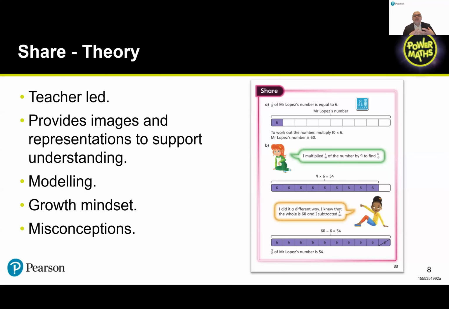And finally, the Share also has misconceptions. We've tried to pull out in Share some common misconceptions that you might want to discuss with your class as well. So the idea of Share is very much to sum up what we've just gone through in the Discover section. The best shares are where you're summing up everything that the children have come across and have learned, but you're summing up with the whole class.